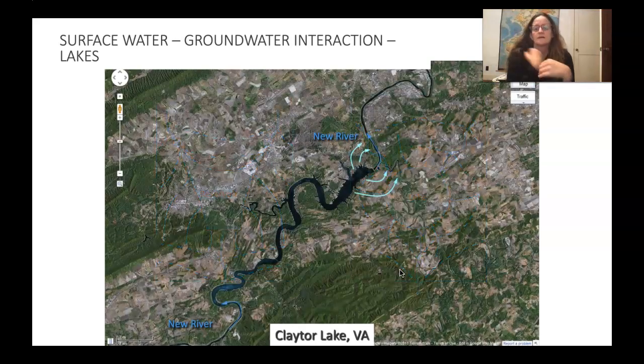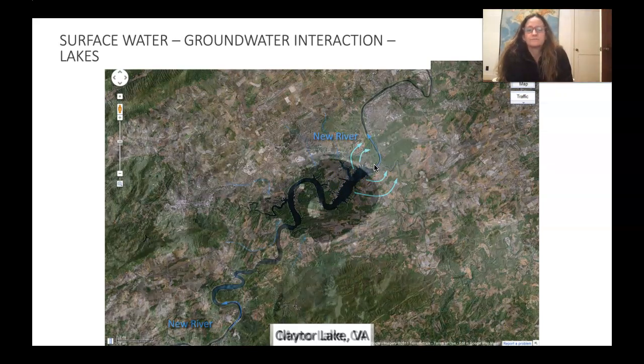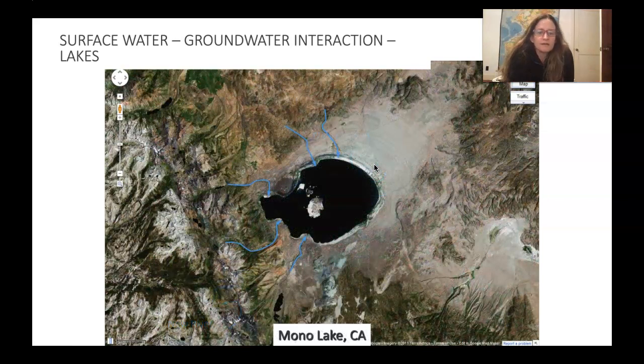Here is Claytor Lake in Virginia, kind of near-ish to Roanoke. It's dammed here. It's a reservoir. The reservoir, though, the bedrock geology allows for seepage outside of that reservoir. The light colors here are groundwater, but when the dam releases, it allows for the new river to flow.